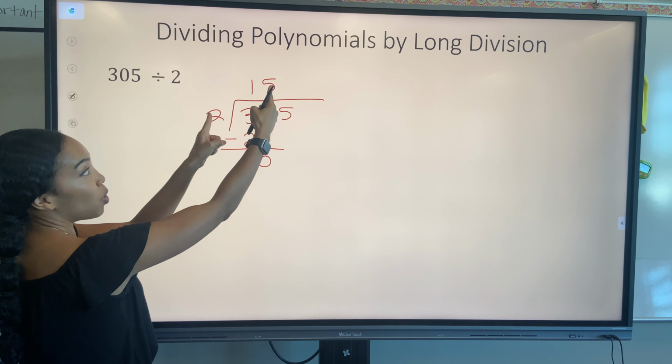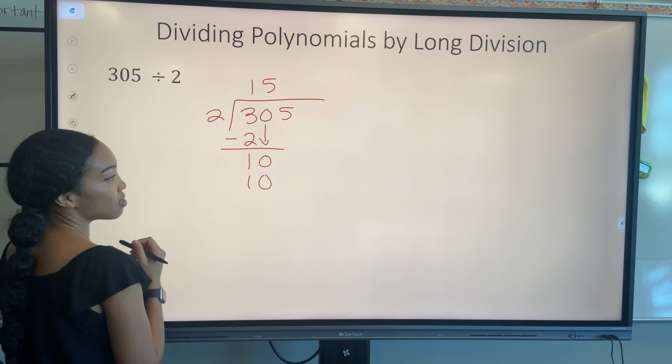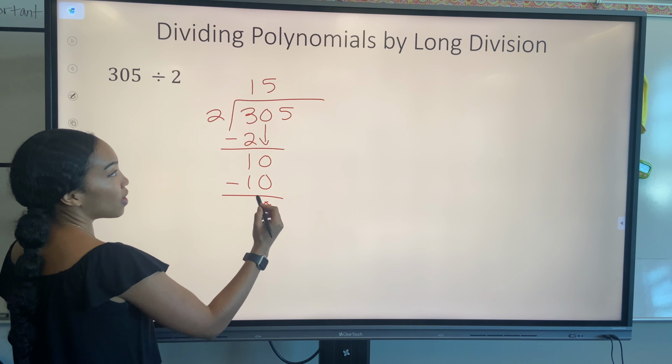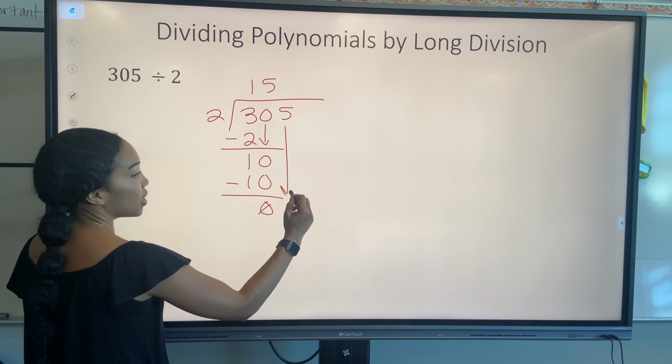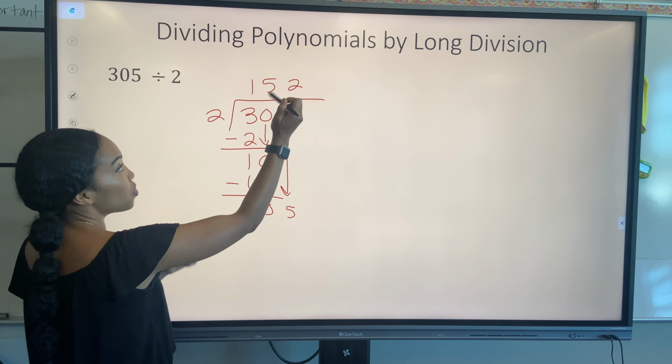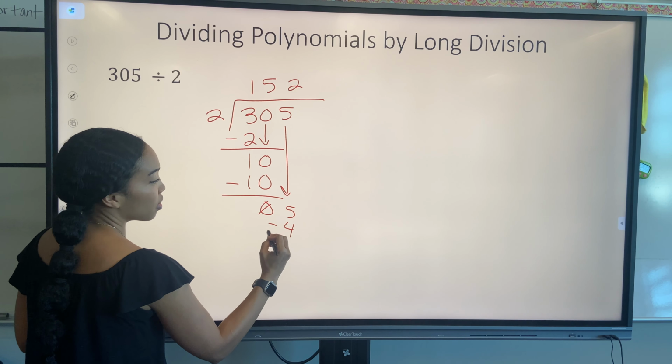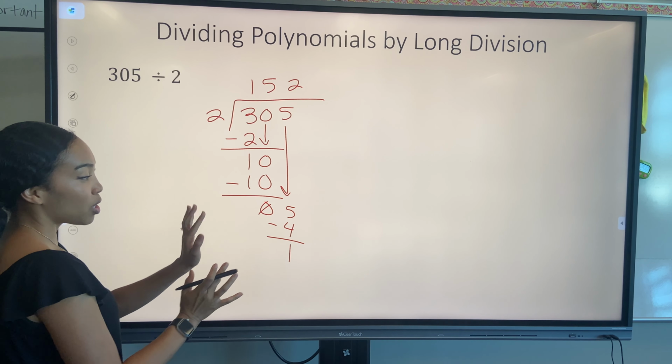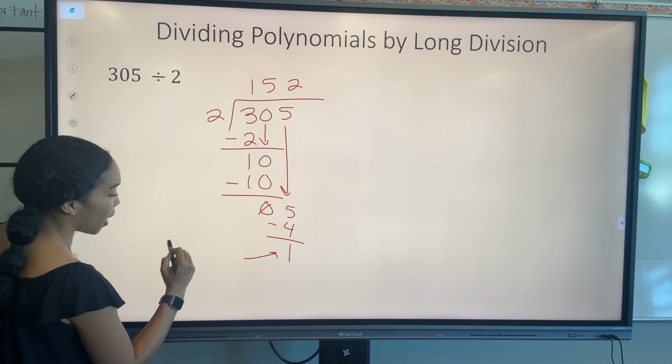5. Then you multiply. What did you do next? Subtract. Then what? Bring the 5. Yes. 2 times what will get you close to 5? 2. Then you multiplied and got 4 and got 1. I'm going to pause here. This is called my remainder.